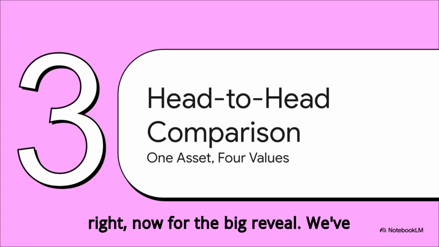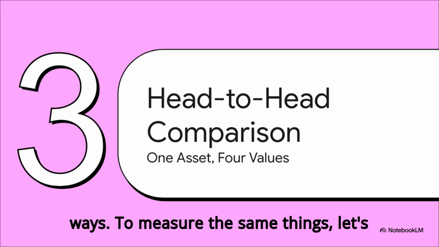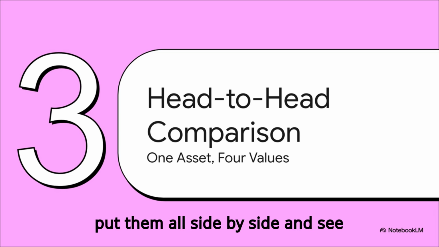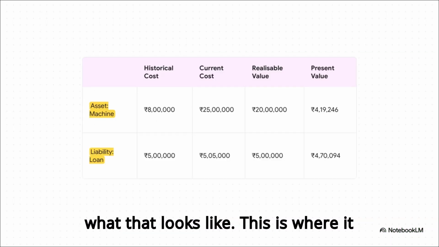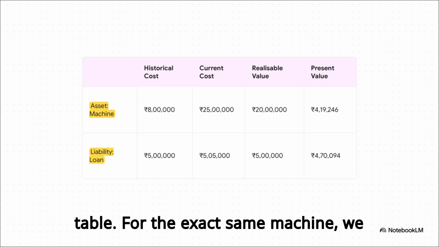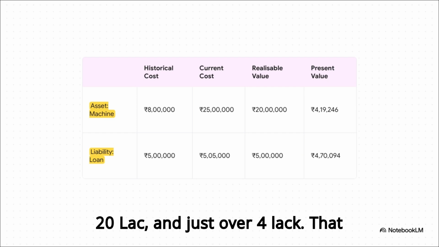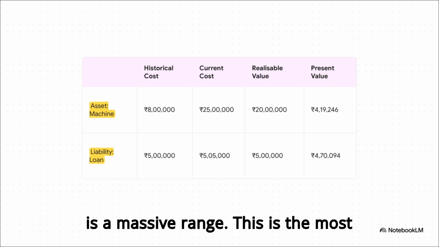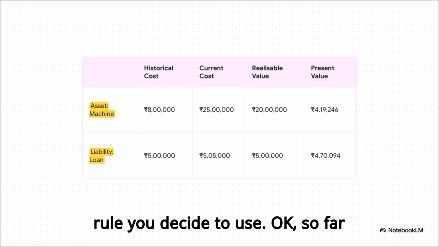All right, now for the big reveal. We've just gone through 4 completely different ways to measure the same things. Let's put them all side by side and see what that looks like. This is where it really gets clear. Just look at that table. For the exact same machine, we have 4 different values: 8 lakh, 25 lakh, 20 lakh, and just over 4 lakh. That is a massive range. This is the most important takeaway. There is no single true value of an asset. The number you get depends entirely on which measurement rule you decide to use.